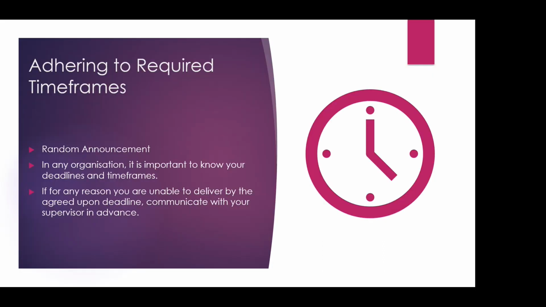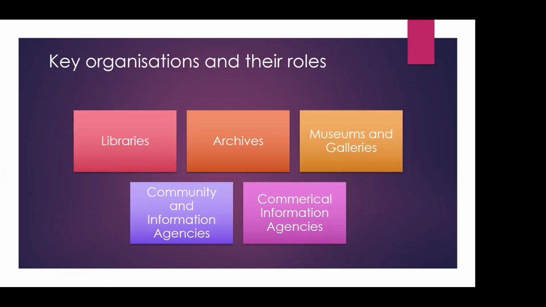So as I've said in some of the lectures before, sometimes in the workbooks, there are what I call random announcements, and this happens to be one of the random announcements. Adhering to required timeframes. In the book, it talks about that when you're working at any kind of an organization, it's important to know your deadlines and timeframes. And if for any reason you're unable to deliver by the agreed upon deadline, make sure to communicate that with your supervisor in advance. So moving on to what's next.